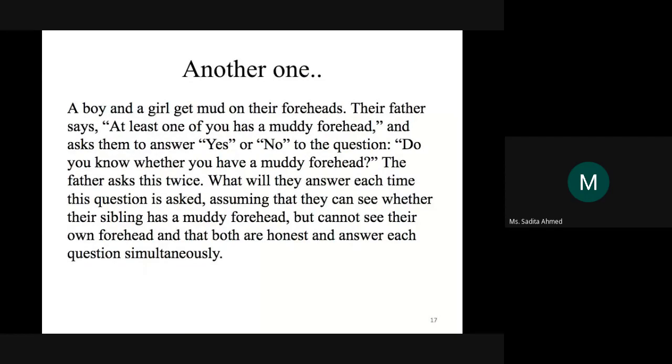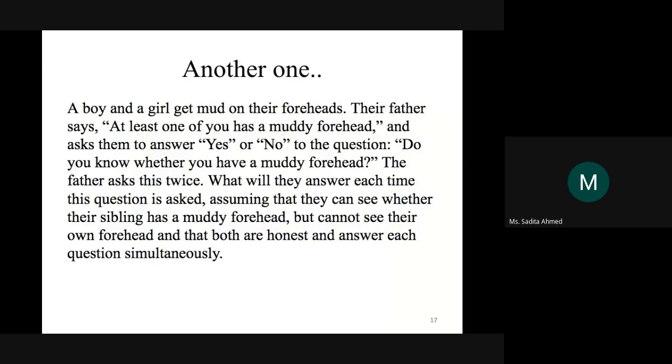So both of them will go through the same thought process that, okay, the dad said at least one has a muddy forehead. She can see my forehead. If I did not have any mud, then from that, she would have deduced that, okay, he does not have any mud. At least one has to have mud. Since he does not have any, it must be me. So I must have a muddy forehead. And from that, she would know that, okay, I know whether I have a muddy forehead or not. So she would have said yes.